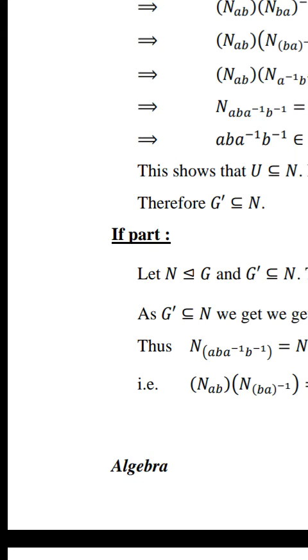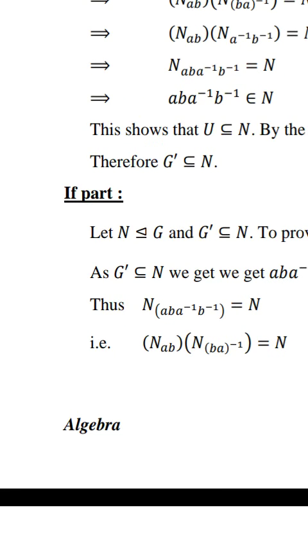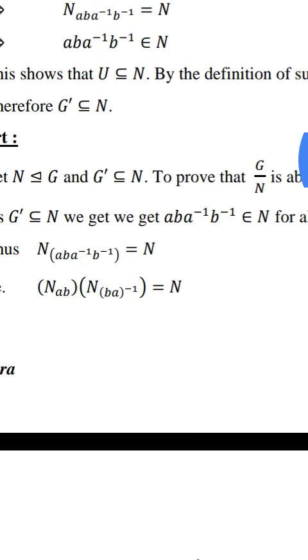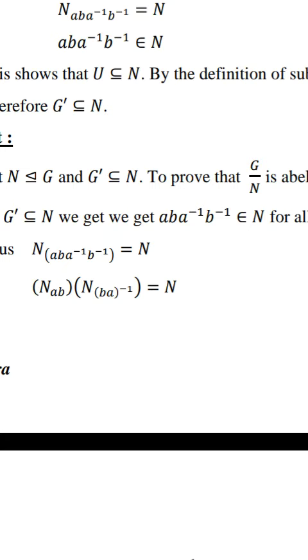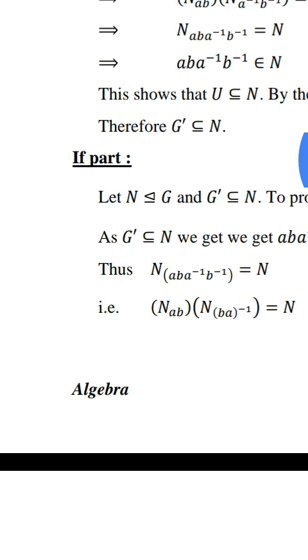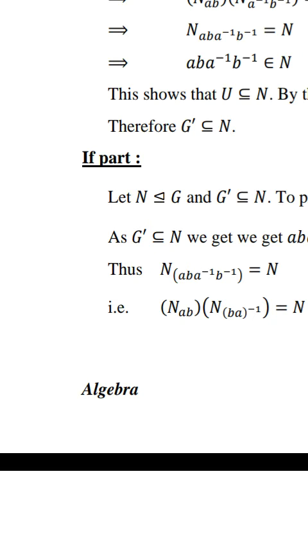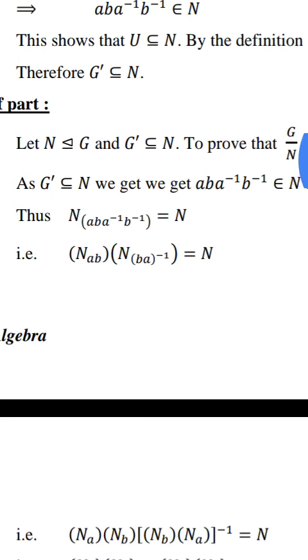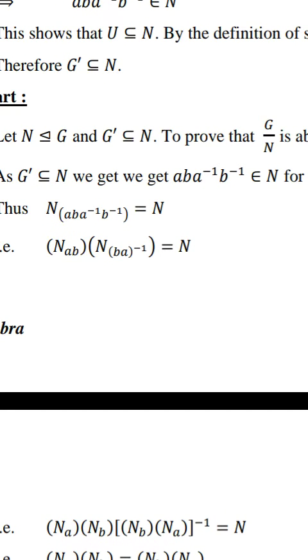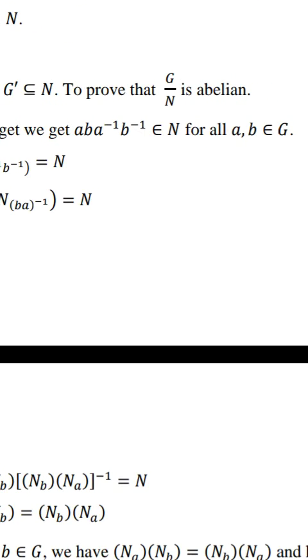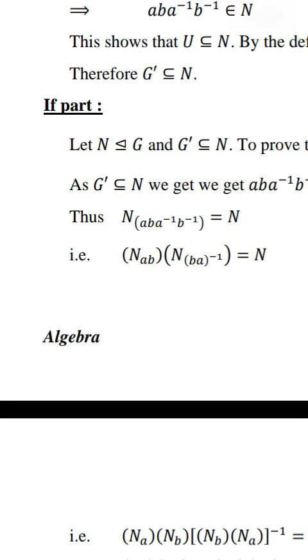If part. Let us suppose that N is a normal subgroup of G and G' is a subset of N. We have to prove that G/N is abelian. As G' is a subset of N, we get aba inverse b inverse belongs to N for all a, b belongs to G.